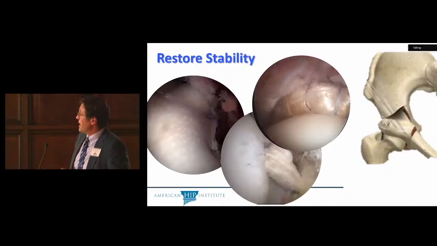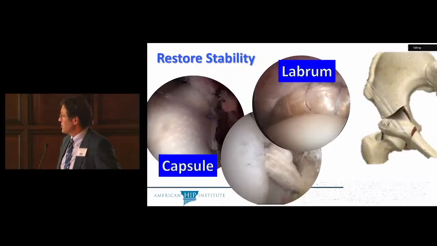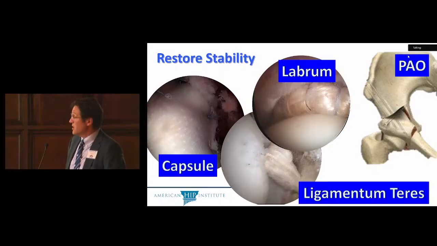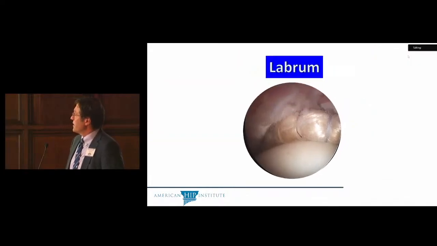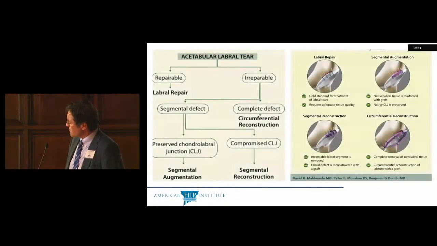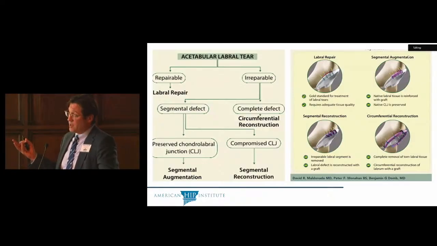So here are the stabilizers I'm going to focus on: the labrum, the capsule, the ligamentum teres, and the bone itself. For the scope of this talk, we'll focus on these four. For the labrum, firstly, this was an algorithm that we presented as an infographic in the Journal of Arthroscopy. To dumb this down, if the labrum's repairable, we repair it. If it's not repairable, then we reconstruct the segment if it's only segmental, or reconstruct the entire circumference if it's a circumferential disease.